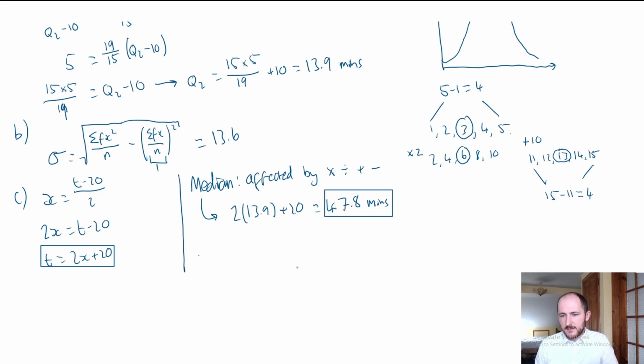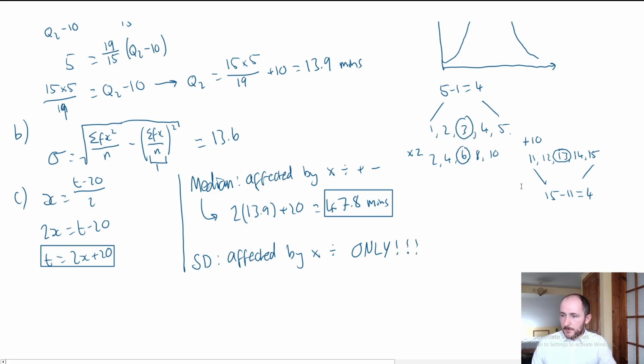So SD, standard deviation, is only affected by times, divide, only. But again, if we look at this example, if we times them by 2, what happens to the range? Well, 10 minus 2 is 8. The range is twice as big. Again, with this particular example, range and standard deviation are effectively the same. They tell you about spread. With standard deviation, it just tells you how far on average the values are from the mean.